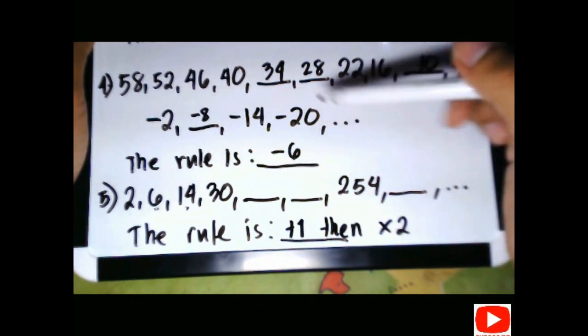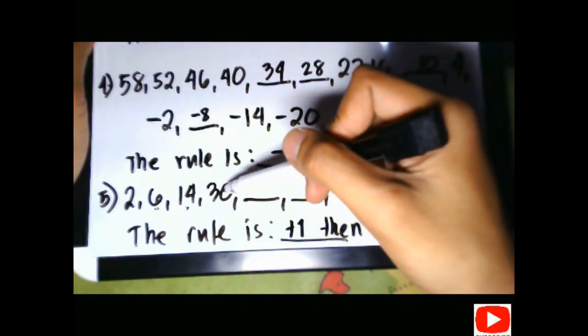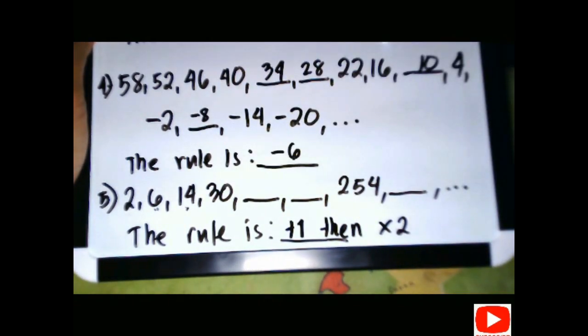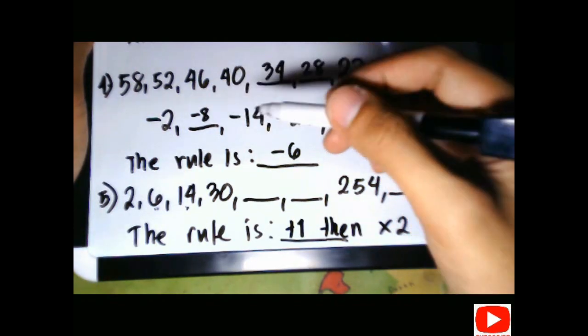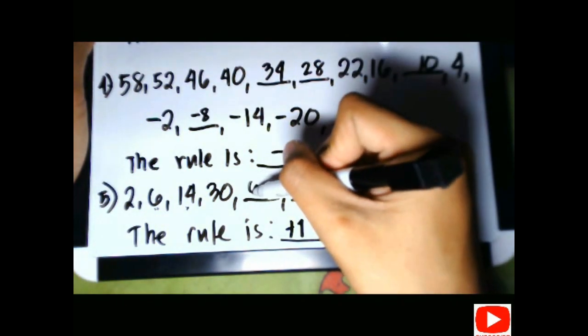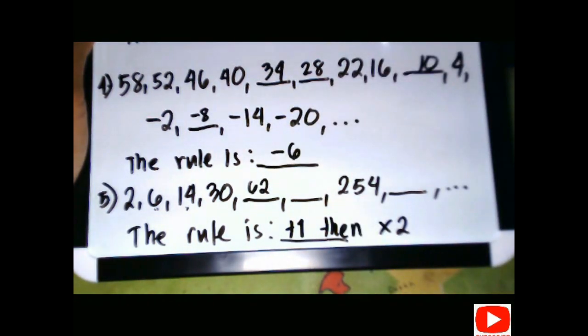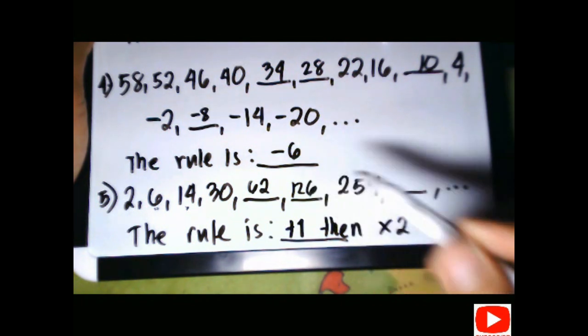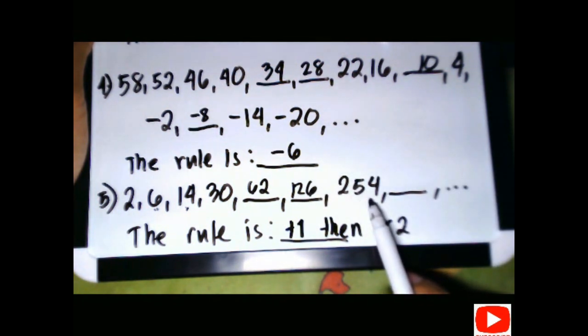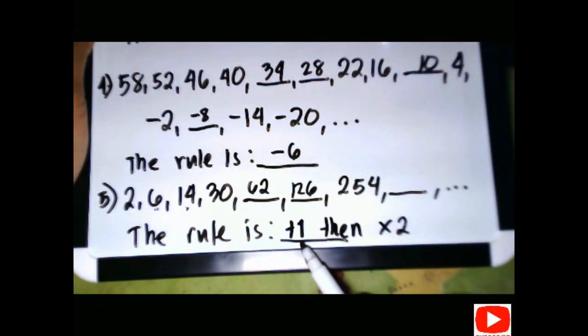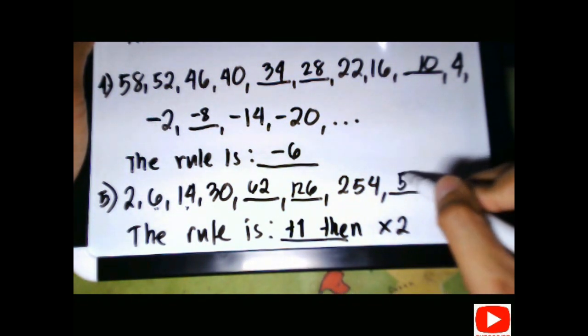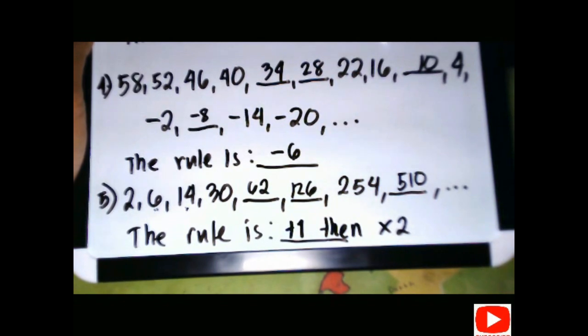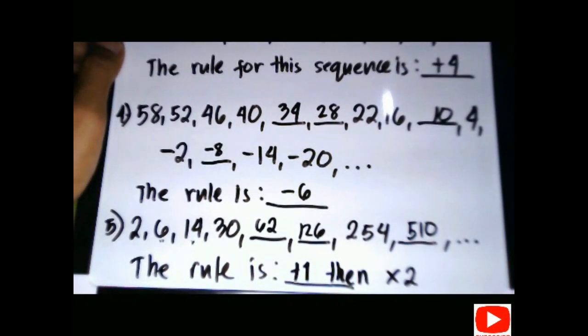So the rule for this sequence is plus 1, then times 2. So let's continue the pattern. 30 plus 1, that's 31, times 2, it's 62. 62 plus 1, 63, times 2, that's 126. 254 plus 1, that's 255, times 2, that's 510, and so on and so forth.